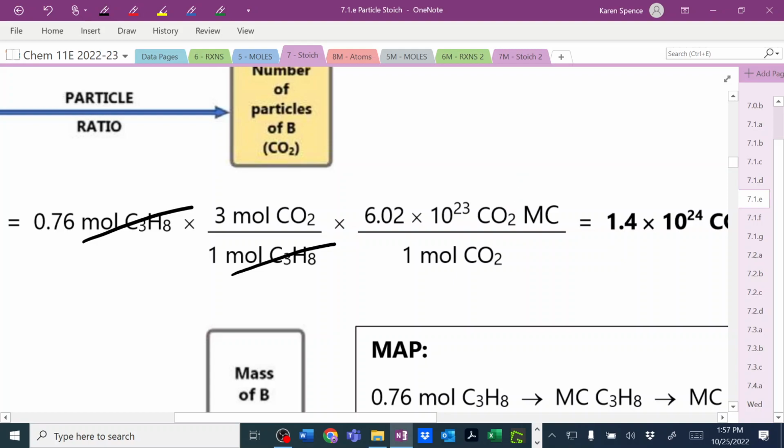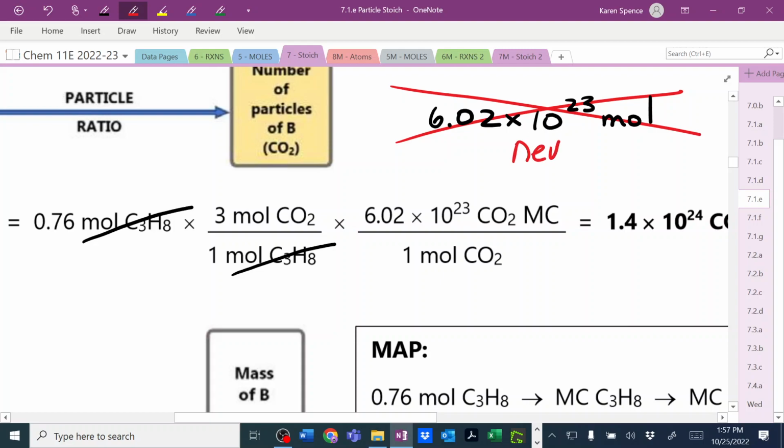Don't ever write 6.02 times 10 to the 23 moles. That would be wrong, okay? Never. Not that I could, okay, never's a strong word. I could give you a mole of moles, okay, but that seems unlikely, yes? It is unlikely I will give you a mole of moles.